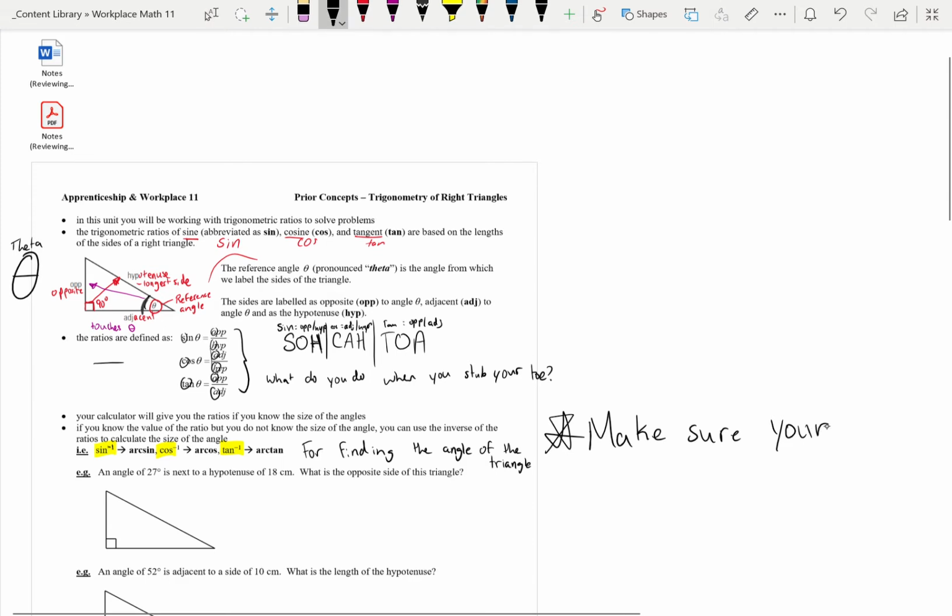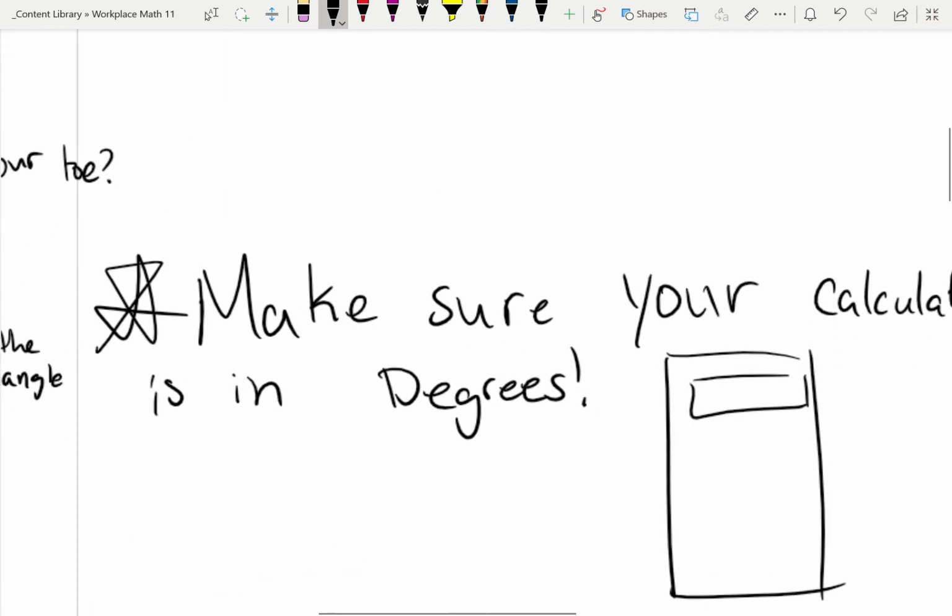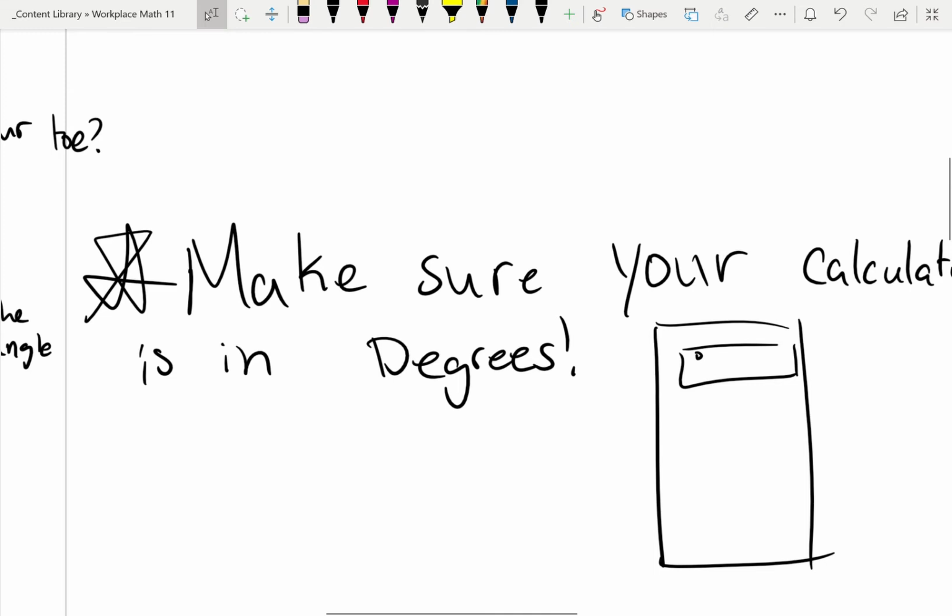Make sure your calculator is in degrees. It might have a little letter D, or it might have DEG up at the top. So if all your buttons are here, that is what you're looking for.